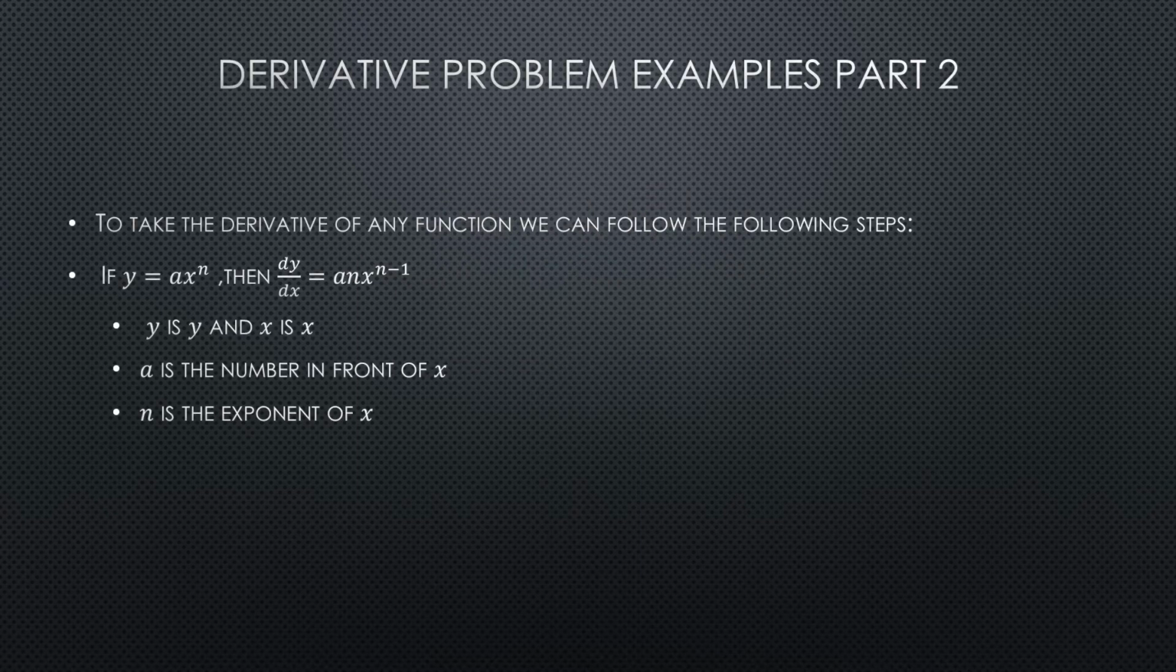All right, again, this is review from Part 1 and the previous sections. If y is equal to ax raised to the n power, then dy/dx is equal to a times n, x raised to the n minus 1 power. y is y, x is x. a is the number in front of x, and n is the exponent.